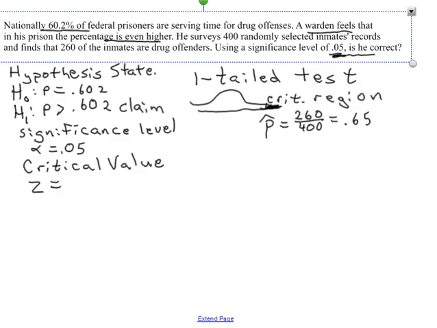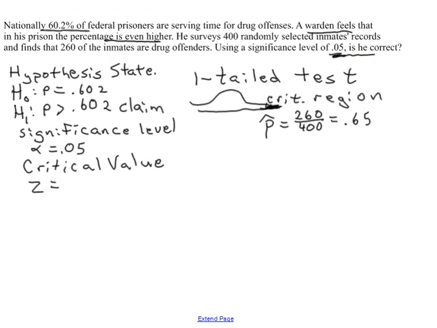So our z-score is 1.645, and it's positive because it's a greater than. So our critical value there, 1.645. Critical region above, non-critical down below that.